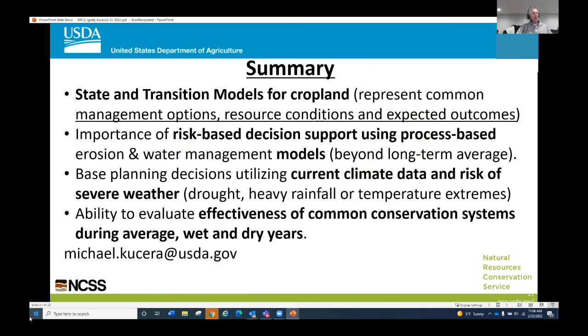In summary, for cropland, we can use common management options, resource conditions, and expected outcomes, not only in average, but long-term extreme years, drought and high rainfall years. We can use it for risk-based decision making. We can also use current climate data and assess the risk of severe weather and extremes, and the ability to evaluate the effectiveness of common conservation systems during average, wet and dry years.